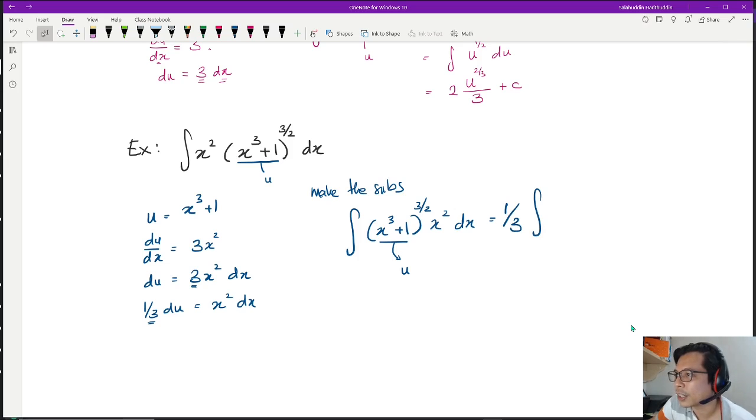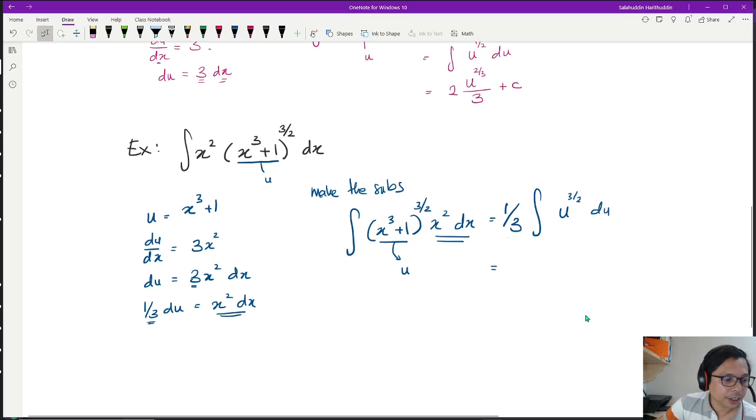Then rewrite the whole equation: u to the power 3/2, and because this is equivalent to this, I just put 1/3 outside here. So you can solve the equation now easily. Put 1/3 outside and then solve whatever is inside. It will be plus 1, so that will be u to the power of 5/2. We put 5 down here.